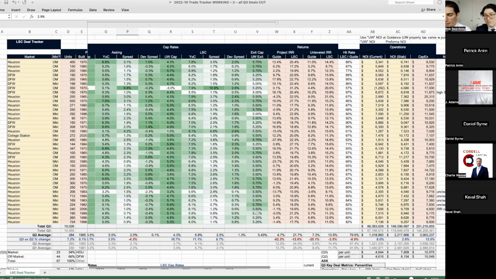But with that being said, do you think we could see our exit cap rates continue to move up, or do you think we're factoring in maybe the worst of it and that things should improve? What do you think?